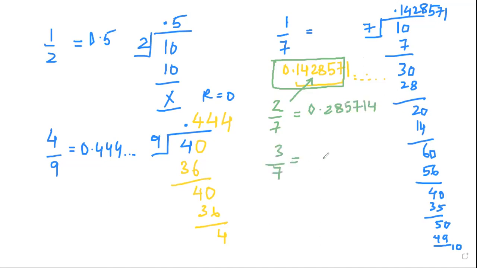Can you try for 3 by 7? 5, 7, 1, 4, 2, 8. Try again. Is there any number lesser than 5? 4. Ah, 4, 4, 2, 5, 7, and 1, 4. Repeat.